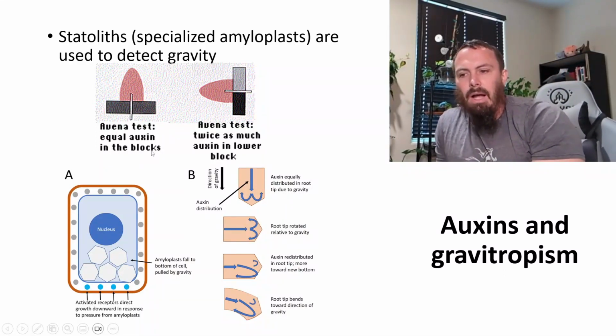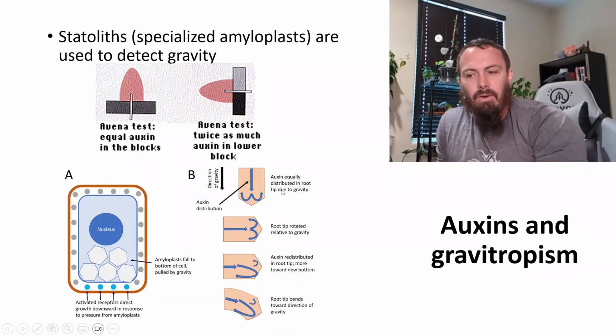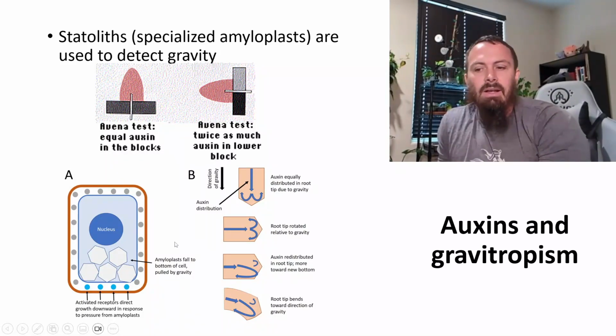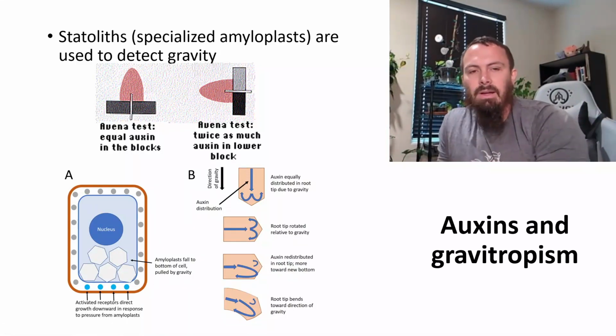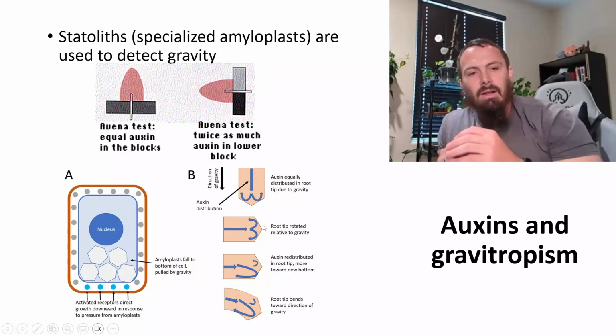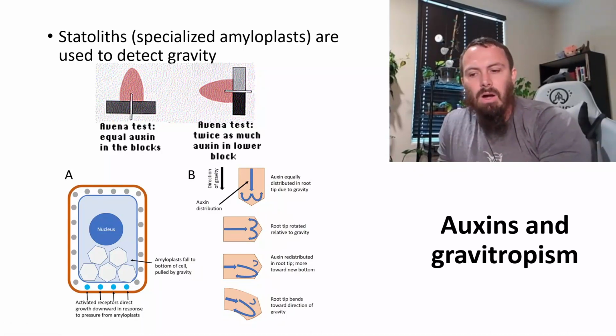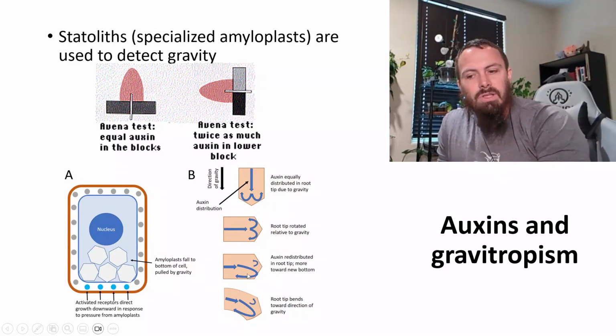Now, if we look over at B, if the root is growing straight down, the amyloplast will be down like that, and auxin will then be distributed equally on both sides of the root. Now, if the root was growing horizontally, like in this one here, the amyloplast will start to fall to the bottoms of the cells, and when they do that, auxin starts to accumulate. So auxin will accumulate more towards the bottom than towards the top. So auxin becomes more prevalent in the bottom of the cell.